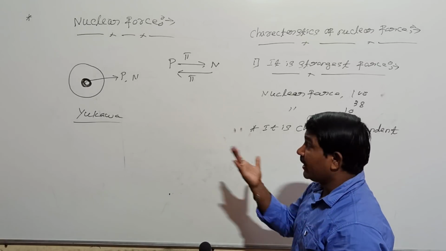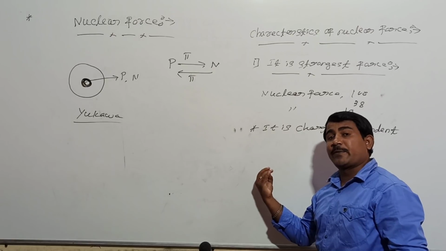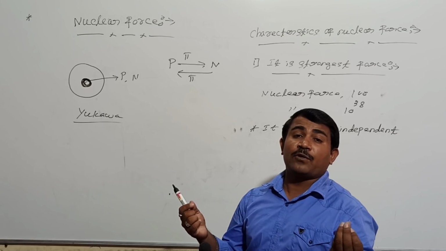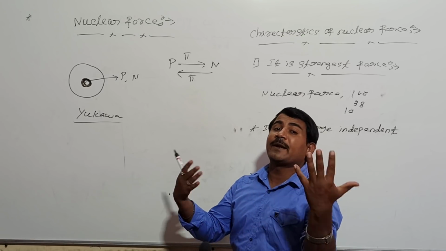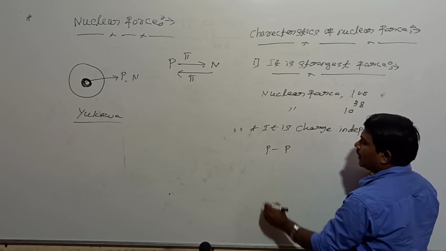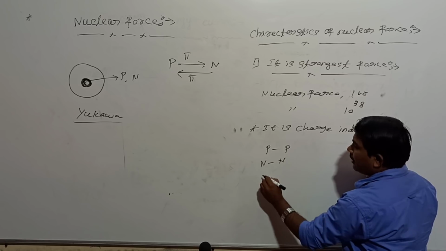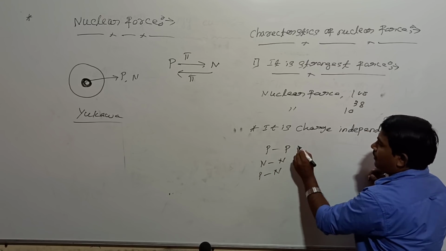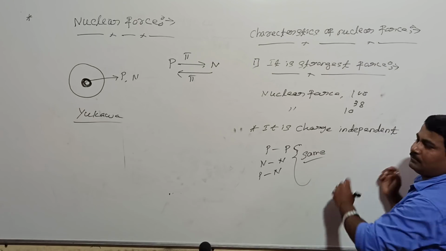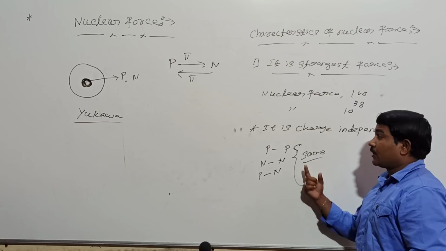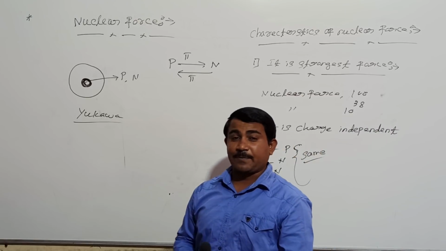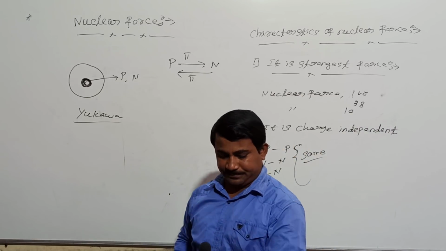Experimentally it is found that the nuclear force between two protons, the nuclear force between two neutrons, and the nuclear force between protons and neutrons are approximately the same. In between proton and proton, neutron and neutron, or proton and neutron, this nuclear force must be almost the same. It shows that the nuclear force is independent of charges.